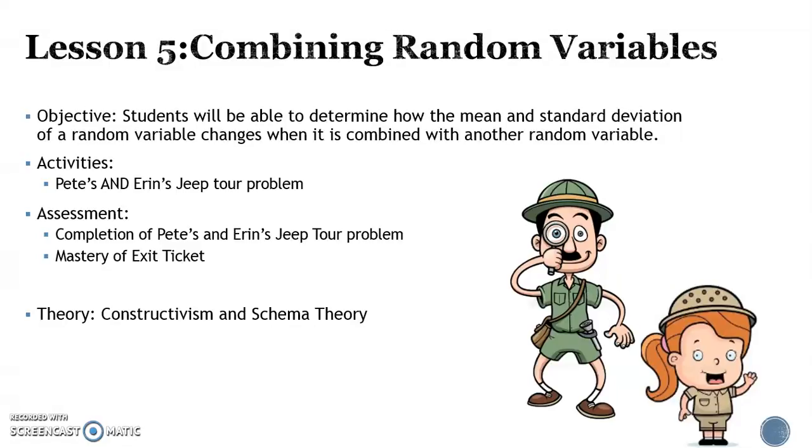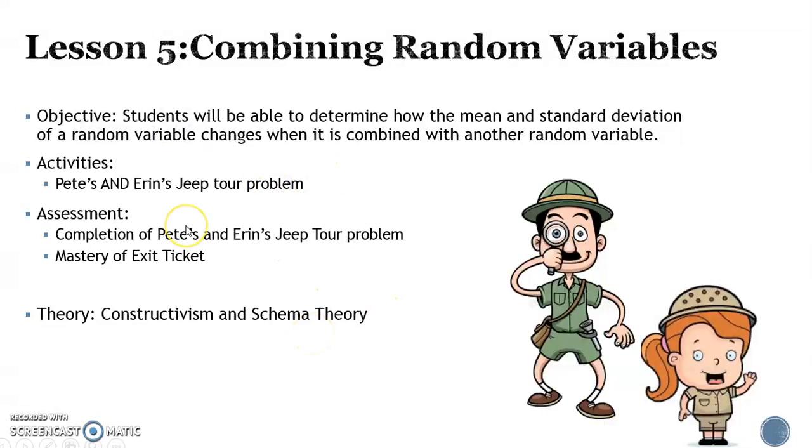So because we were using similar methods from the day before, I related this to constructivism, but I also related this particular lesson to schema theory because we are taking the same scenario. So we're giving them this familiar context from the day before. They know about Pete. They know what happened when they transformed his random variable. And now we're looking at his sister Erin as well. So they're able to tie in this prior knowledge and tie in this common theme to help them be more comfortable starting out and solving these types of problems together.